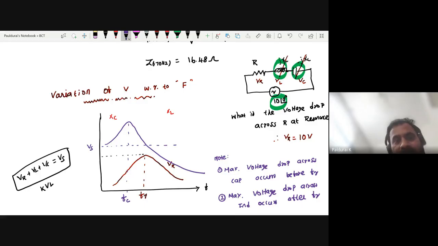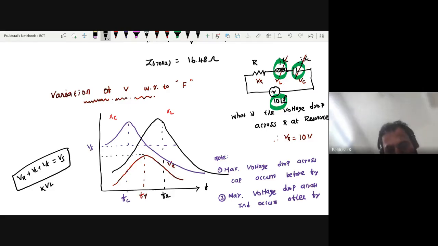Similarly, across inductor, let me choose another color, black. Take this as my FL, the frequency at which maximum voltage drop occurs across inductor. So what happens is it keeps increasing up to here and after that it decreases. Okay, so these are the three curves.